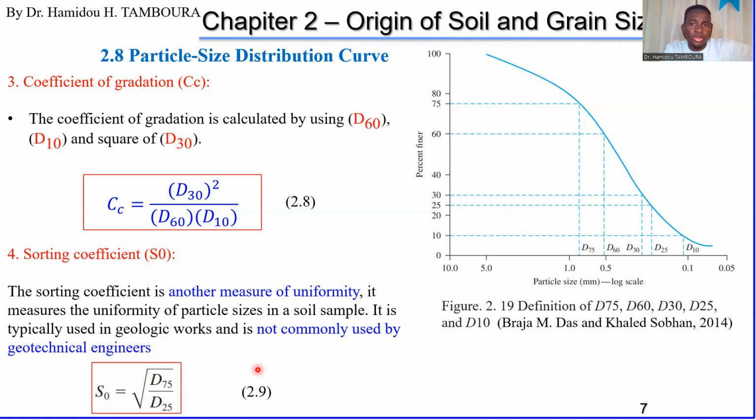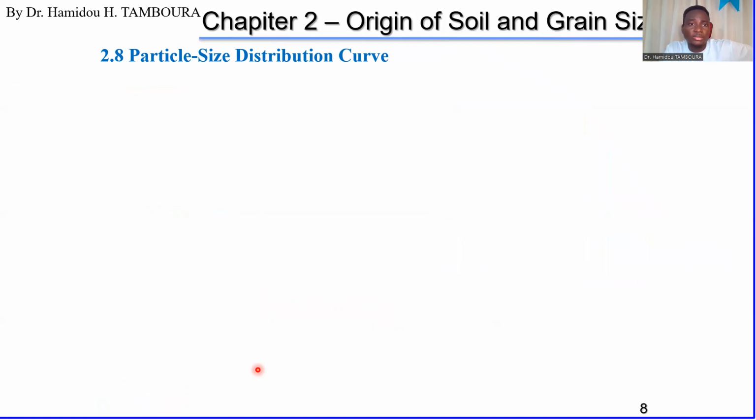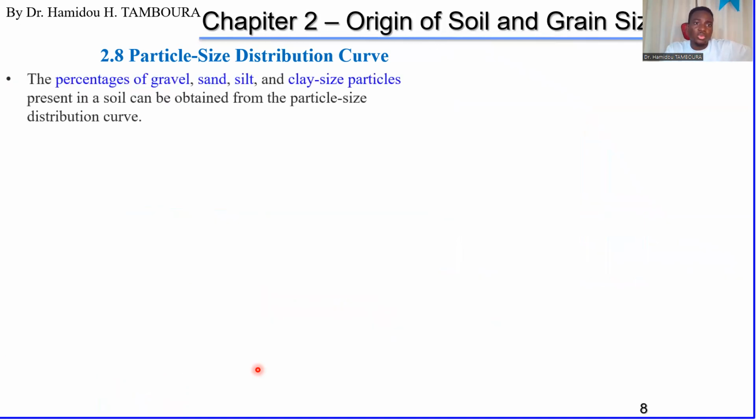Okay, what else can we get from this curve? We can get a lot of information. We can also get from this curve the percentage of gravel, sand, silt, and clay size particle. Do you remember that we don't say clay? We say clay size particle because those particles might have the same size as clay particles, but they might not be clay mineral.